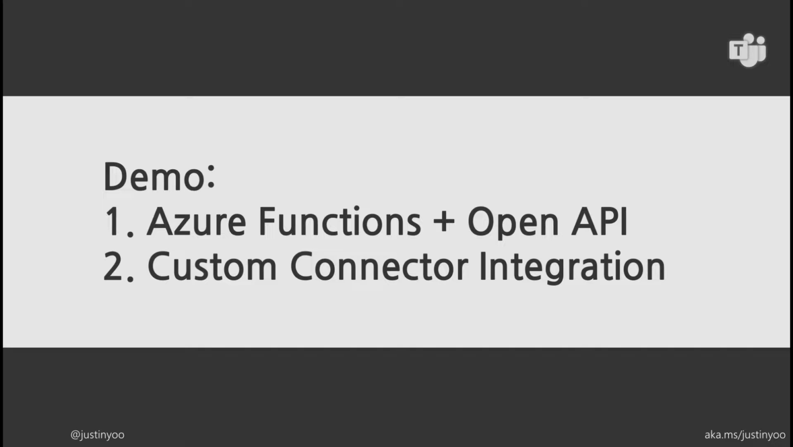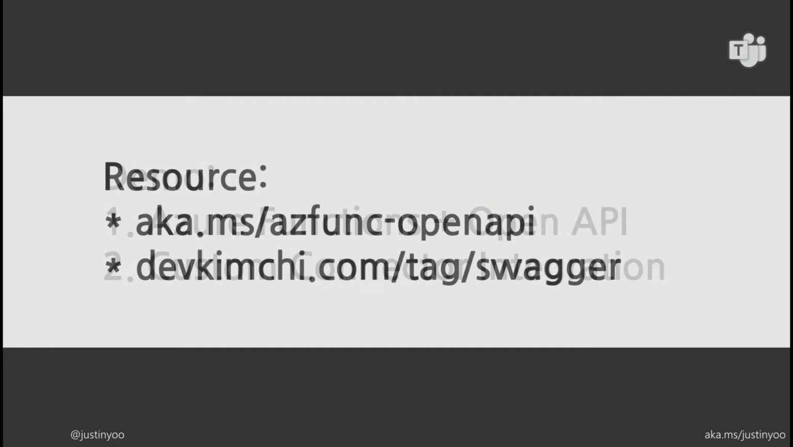I'm going to show the demo for about 20 minutes or so. I'm going to show how we can use the Swagger extensions on Azure Functions. Then with these Azure Functions, we are going to build a custom connector, and this custom connector will be integrated into Power Automate, then will be used within Power Apps. I'm going to show this end-to-end demo. If you are interested, please visit these two links. The first one is about the Swagger extension, and the second one is a blog I just published about what we are going to talk about.